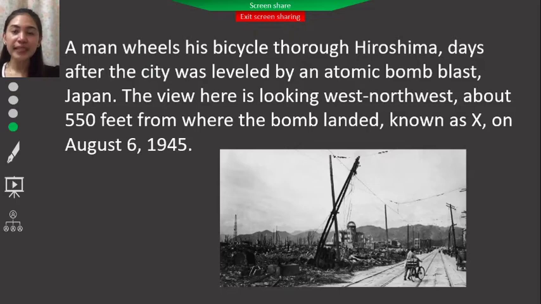A man wheels his bicycle through Hiroshima days after the city was leveled by an atomic bomb blast, Japan. The view here is looking west-northwest about 550 feet from where the bomb landed, known as ground zero, on August 6, 1945.